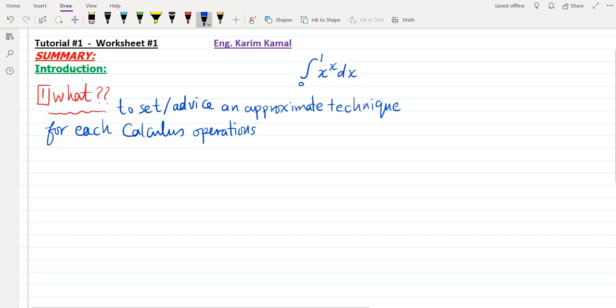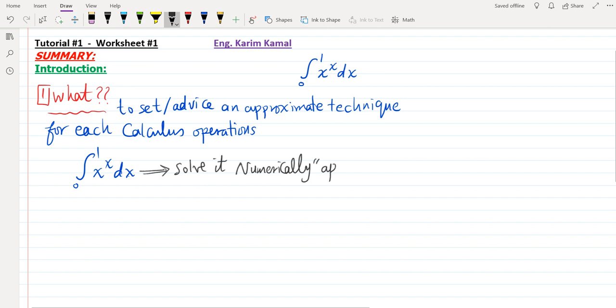So, this integral, for example, from 0 to 1 for x^x dx, cannot be solved exactly. So, you have to solve it numerically, which is an approximate solution. So it is numerically or approximately. Now we answered the first question of this course.